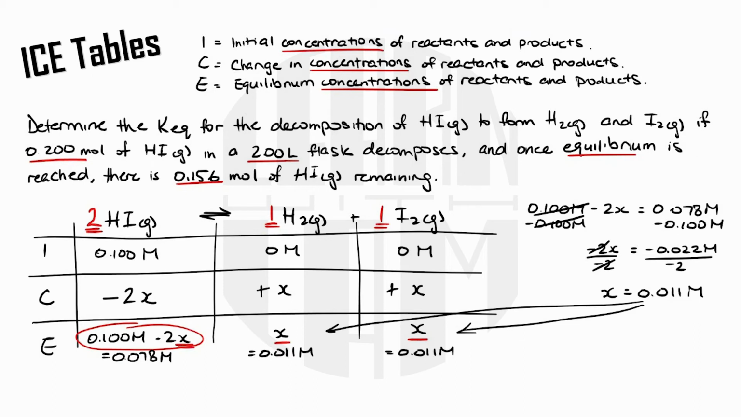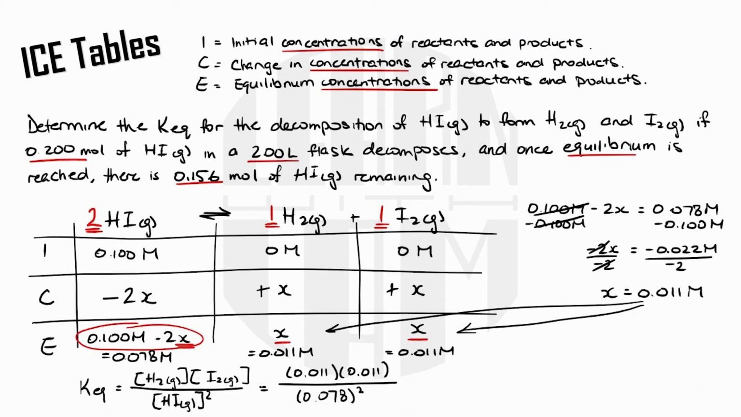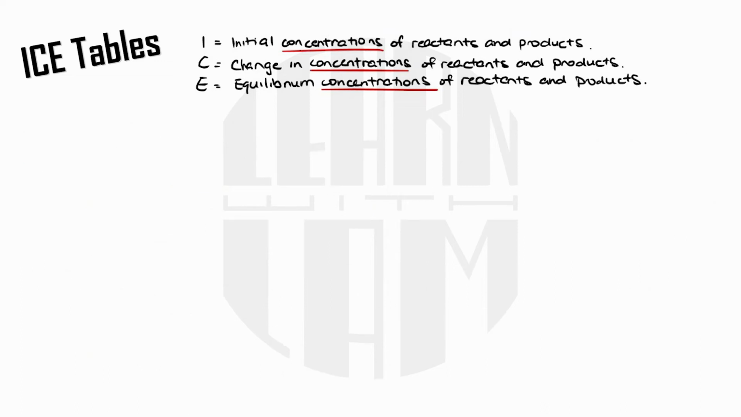And now to solve for KEQ, it's the equilibrium concentrations of my products, hydrogen gas and iodine gas, over my reactant, HI gas, squared because of the coefficient. So let's substitute in our values, and that gives us 0.019888, which will round to 0.020. So that's what solving for KEQ looks like, but that's not the only type of question that ice tables are good for.